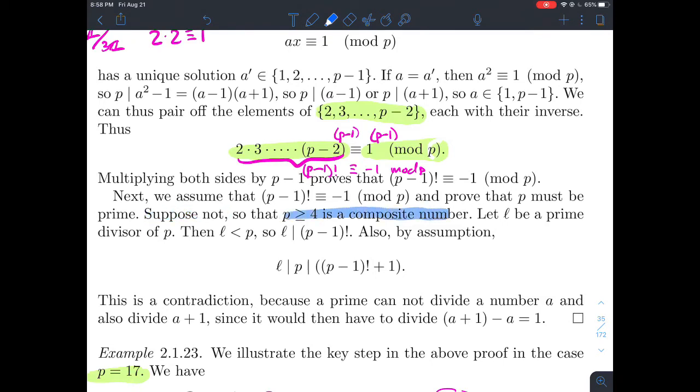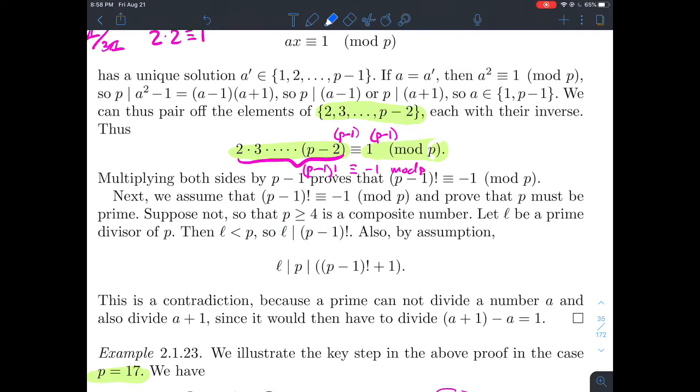So p is composite, it's got factors. In particular, we know that each composite number is a product of primes. So why don't we let L be a prime divisor of p? So L is one of p's prime factors. Well, if L is a factor of p, then certainly L is less than p. So if you think about p minus 1 factorial, L ought to show up in that product, which of course means that L divides p minus 1 factorial. I hope you see that. L is one of these things in that product. It's one of the factors.